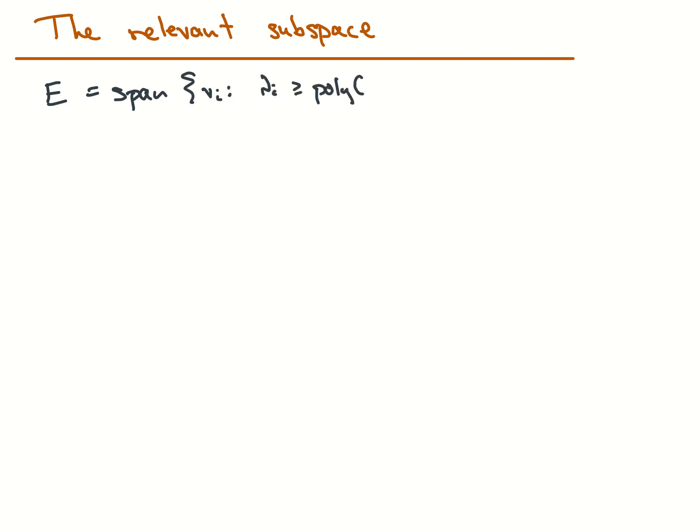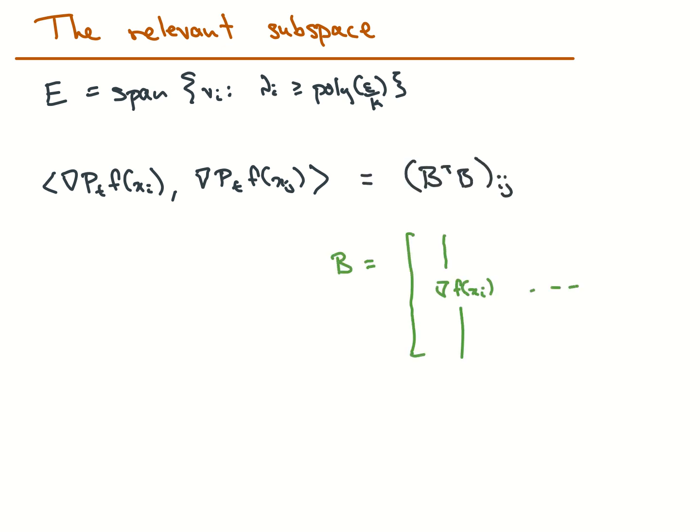So that's the interesting subspace, and next I should tell you how to estimate the inner products of gradients at different points, which is how you are able to write down this matrix that I call B transpose B. This is very closely related to how we do our smoothing, and it basically follows from two tricks and a bunch of algebra. I'm just going to tell you the tricks, and you can see the paper if you want to see the algebra.